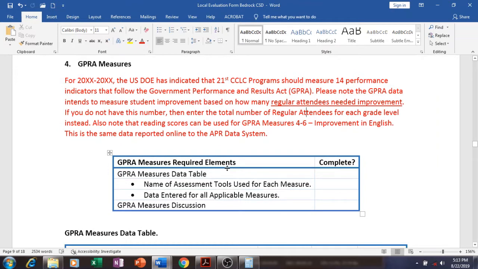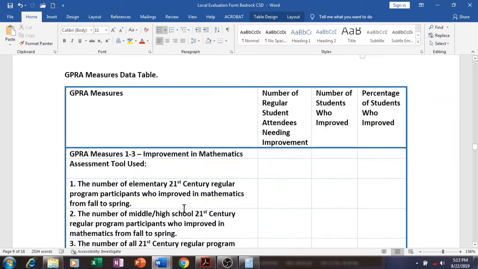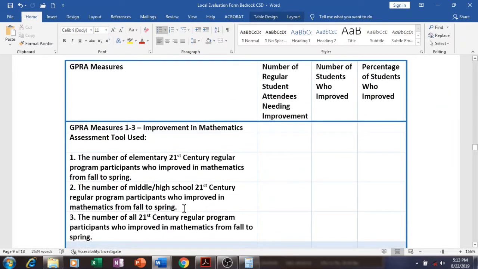So this section on GPRA measures has a data table to fill out in which you're going to put the assessment tools and enter your data, and then you're going to discuss it in the next section. So let's take a look at the data table. The data table consists of 5 main areas, and for each of the areas you're going to list the assessment tool.